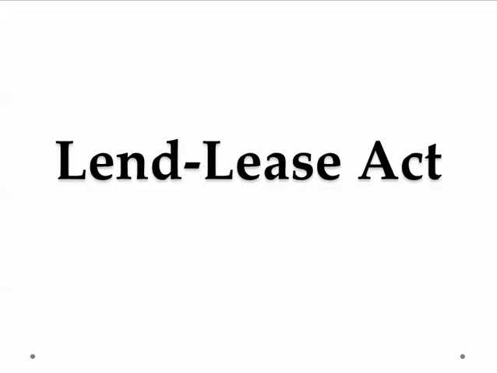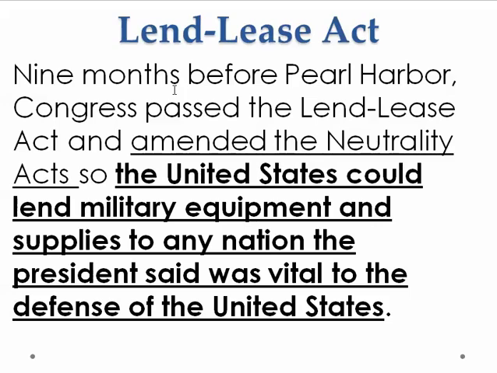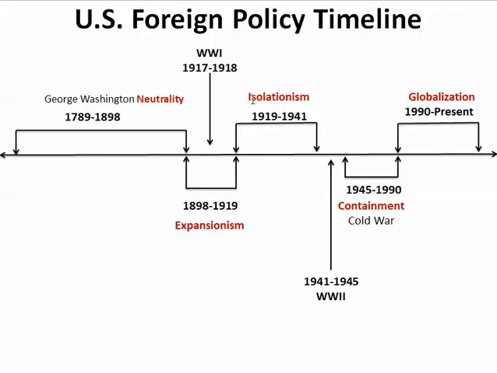Alright, so let's look at what this is. Nine months before Pearl Harbor, Congress passed the Lend-Lease Act and amended the Neutrality Act so the United States could lend military equipment and supplies to any nation that the President said was vital to the defense of the United States. So we know they do actually pass it, but it's only nine months before Pearl Harbor. So it's in 1941. So FDR had a time getting the United States to leave isolationism, leave neutrality, and try to help.